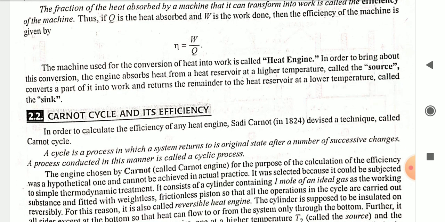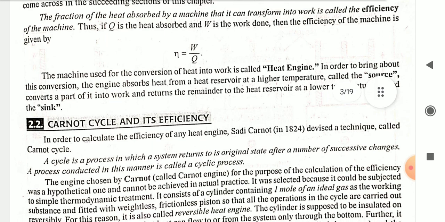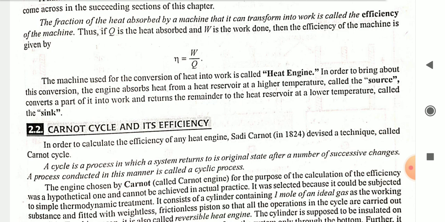The fraction of the heat absorbed by a machine that it can transform into work is called the efficiency of the machine. Thus, if Q is the heat absorbed and W is the work done, then the efficiency of the machine is given by η is equal to W by Q. The machine used for the conversion of heat into work is called the heat engine. In order to bring about this conversion, the engine absorbs heat from a heat reservoir at a high temperature called the source, converts a part of it into work, and returns the remainder to the heat reservoir at a low temperature called the sink.